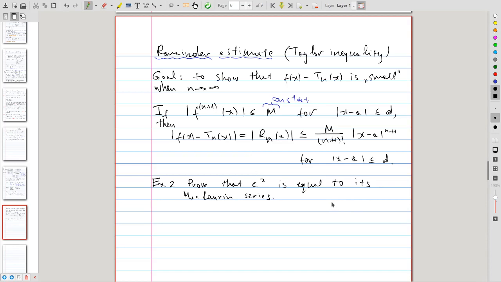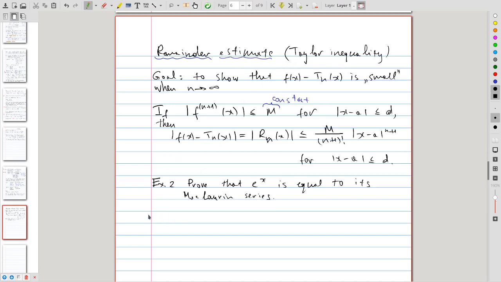In example 1, we said, let's say e to the x can be represented by a power series. Example 2 shows that indeed this is the case. Because e to the x is equal to its Maclaurin series, it obviously can be represented by the power series, by the Maclaurin series. And so we are going to do this using the remainder estimate.